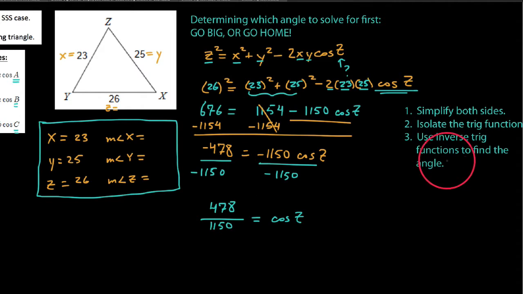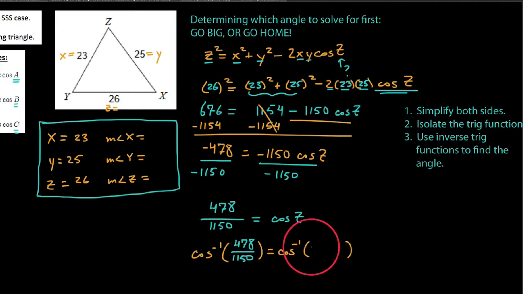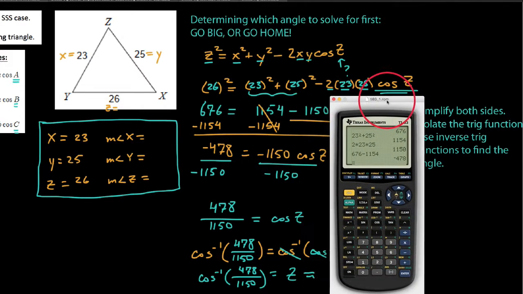What we're going to do is use an inverse trig function to undo the cosine here. So to undo cosine, we'll do a cosine inverse of both sides, and what we'll put over here is the left side, 478 over 1150, and what we'll put over here is the cosine of z. So neat, the cosine and cosine inverse cancel, and so we get z is actually exactly equal to the cosine inverse of 478 over 1150. But let's go ahead and solve for this here. That's exactly our answer. Well, let's get an approximate value.